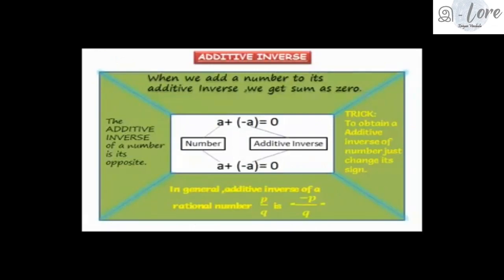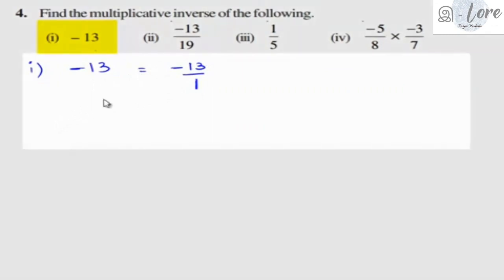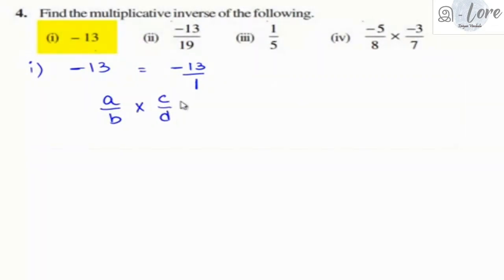Following number: the rational number given as minus 13. It can also be written as a rational number with denominator 1, minus 13 by 1. For every non-zero rational number a by b, there exists another non-zero rational number c by d, such that a by b into c by d is equal to 1, which is equal to c by d into a by b. Therefore, c by d is called the multiplicative inverse of a by b. Similarly, a by b is the multiplicative inverse of c by d.